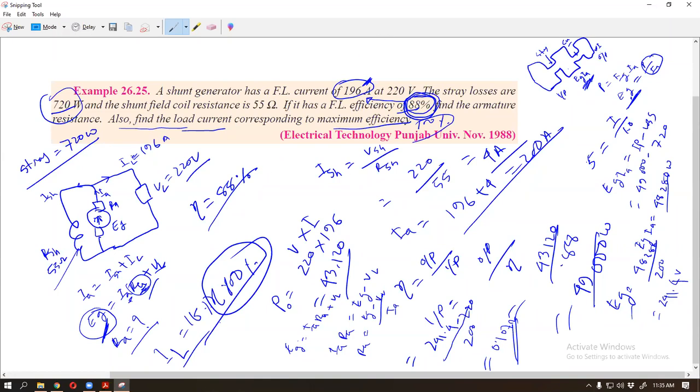So armature resistance is finished. Now find the load current corresponding to the maximum efficiency. So you know that maximum efficiency. Now erase this point.